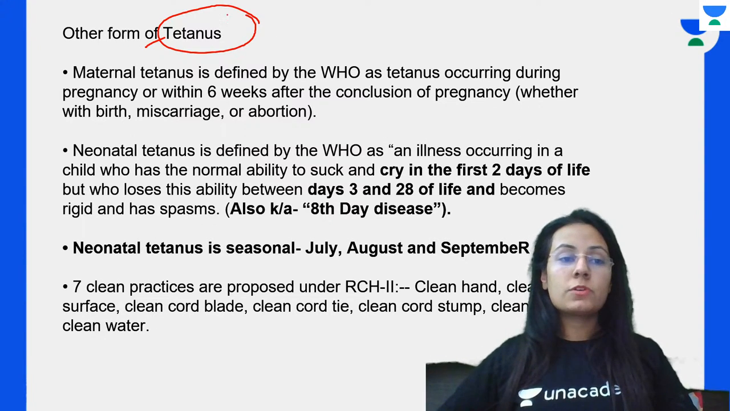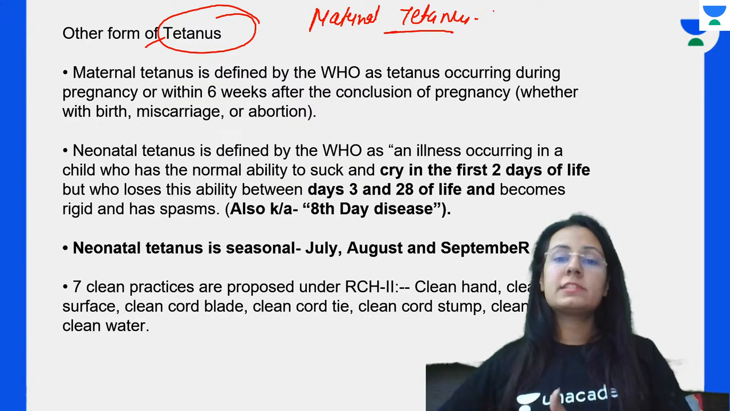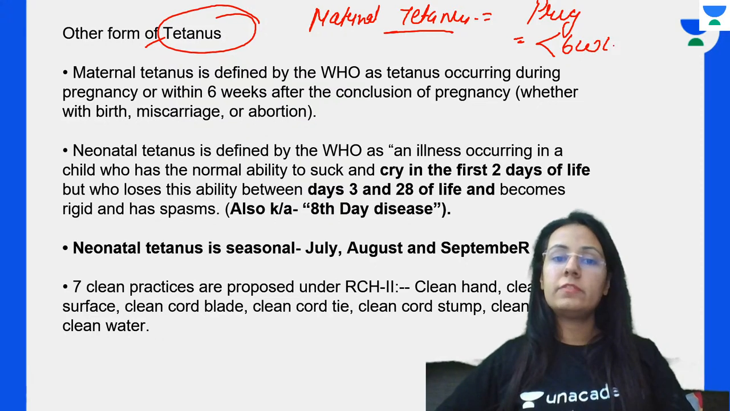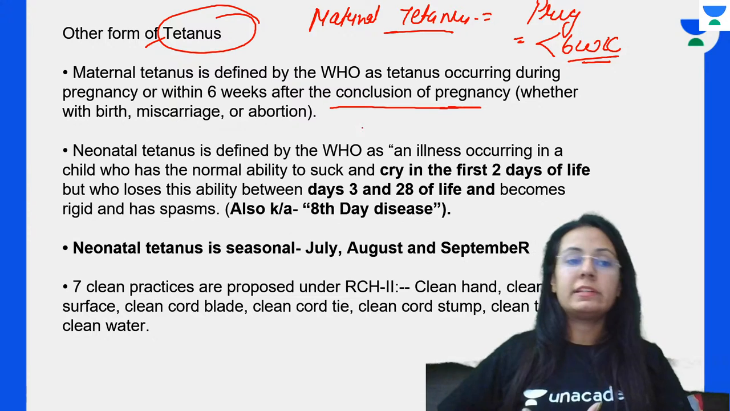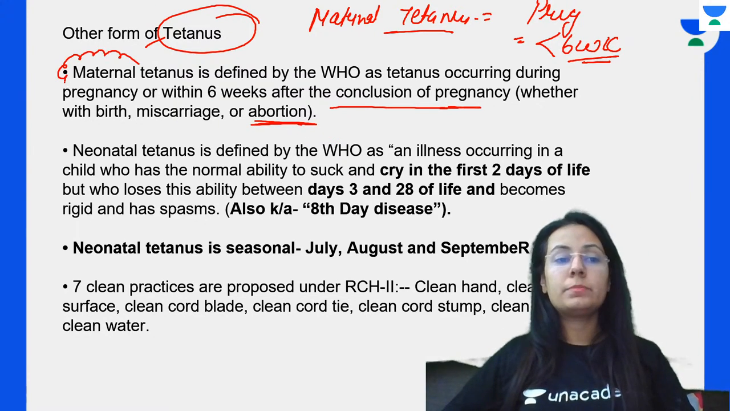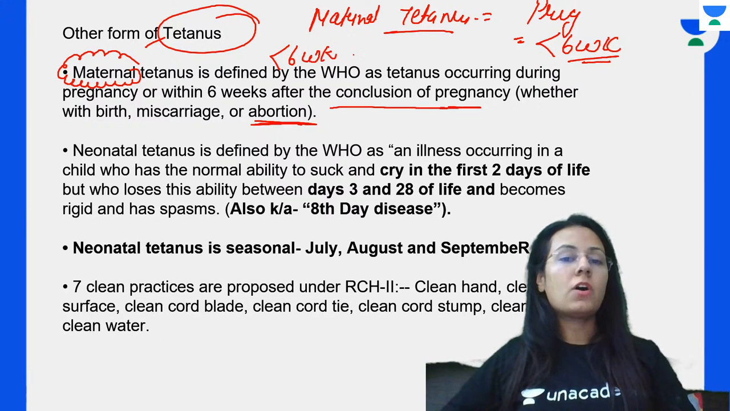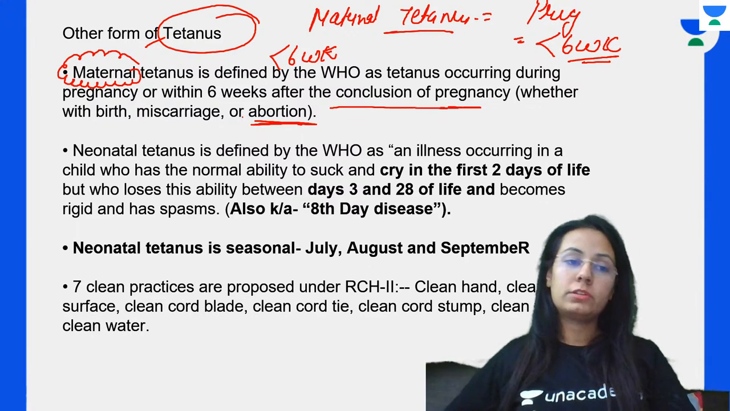Coming to the other forms of tetanus, now one is maternal tetanus. That is, maternal tetanus is the tetanus that is occurring either during pregnancy or within 6 weeks after the conclusion of the pregnancy, whether with the birth or the miscarriage or the abortion. So what is maternal tetanus? That is tetanus occurring during pregnancy or within 6 weeks of conclusion of the pregnancy, be it miscarriage, abortion, or the birth.